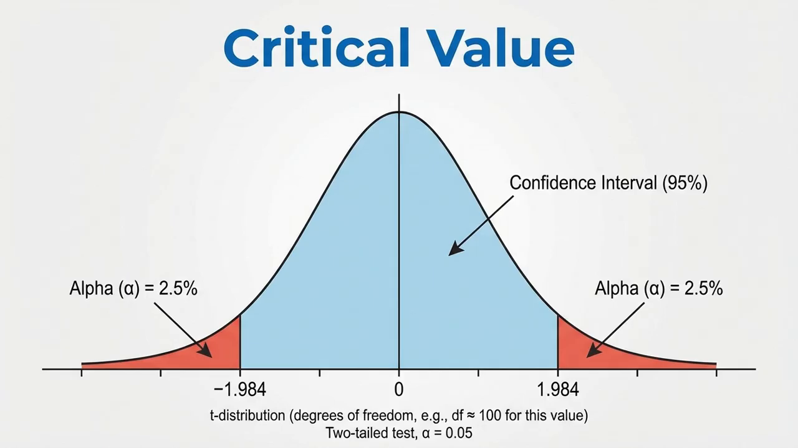After calculating the t-statistic, we need to compare it to a critical value. The critical value depends on our chosen significance level alpha and the degrees of freedom. Let's say our alpha is 0.05, which is a common choice, and our degrees of freedom are 100. Looking up the t-table, we find the critical values to be approximately 1.984 and negative 1.984. These values define the boundaries of our rejection region, representing the extreme 5% of the t-distribution.